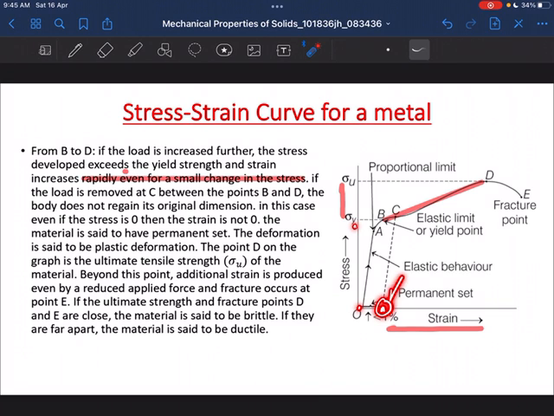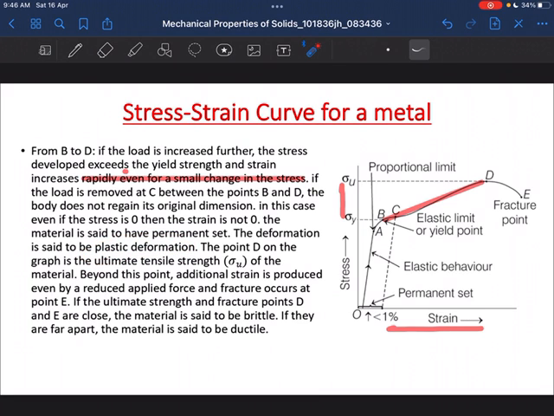The strain is at this point, and this point is known as the permanent set. उसका मतलब permanent damage हो चुका है. Even if the stress is zero, the strain is not zero, so it does not regain its original dimension. The material is said to have a permanent set. The deformation is said to be plastic deformation. तो वो अपना elasticity, it lost a little bit of elasticity. Plastic deformation it is called.